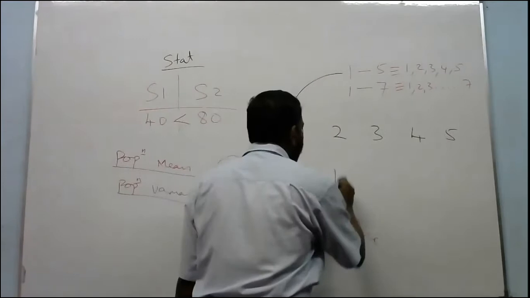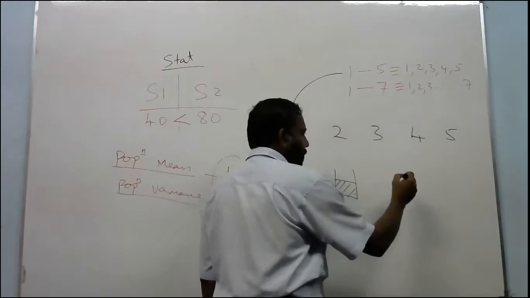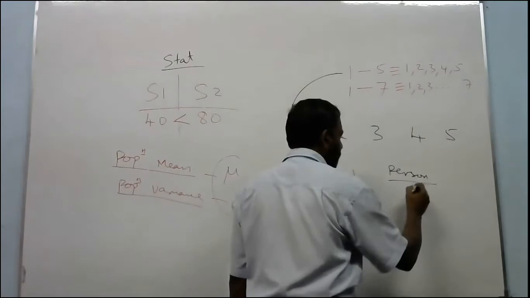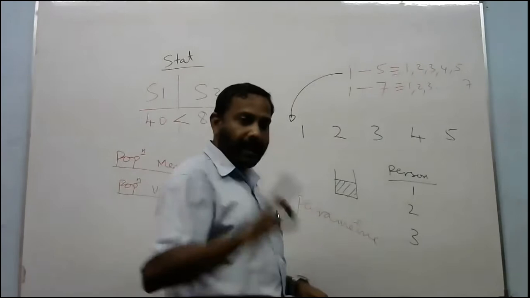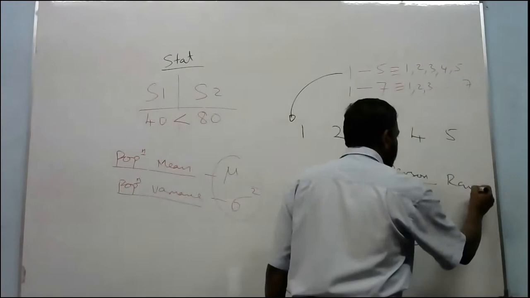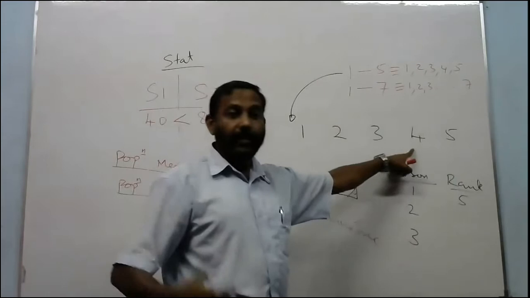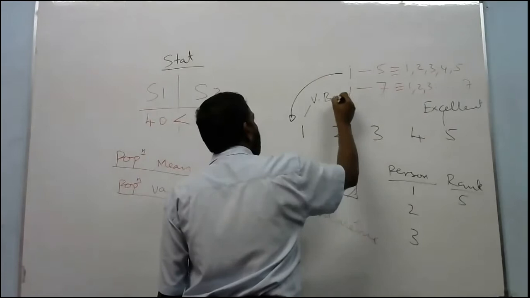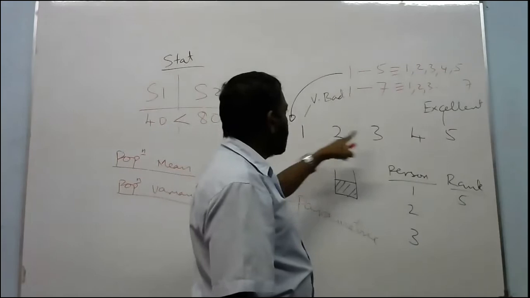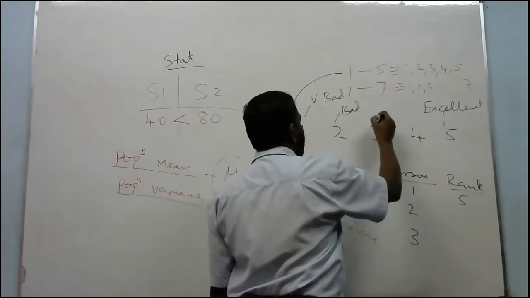Let's say I have a cooked food and three people: the first person, the second person, the third person. I ask the first person to taste it and give a rank. He says it is very good, nice, excellent food. So he is ranking it as a 5. He's excellent. So this is excellent. This is very bad. So this is bad, for example. This is okay. This is good.